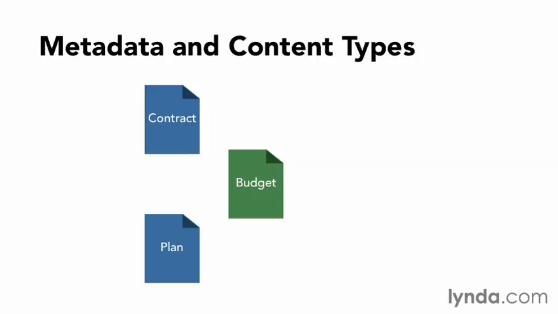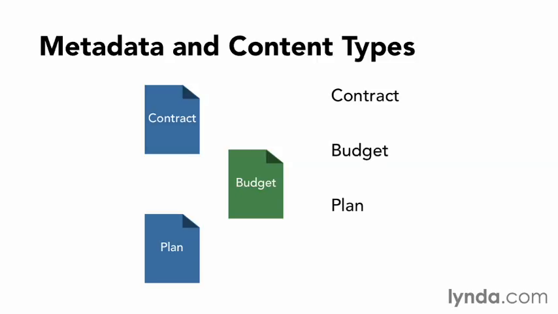So let's imagine that I have this library, and I want to know what category to place each of these documents in. I can add a metadata column for category. That's what we've been doing up until now. And I could have choices of metadata like, is it a contract, is it a budget, or is it a plan?